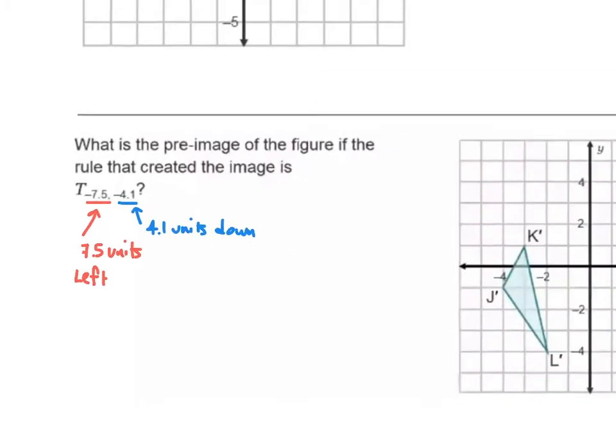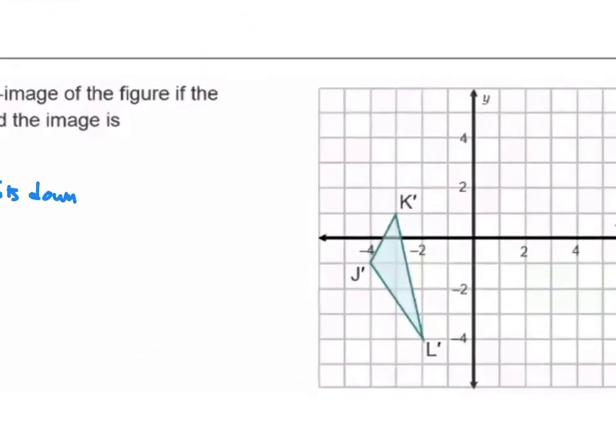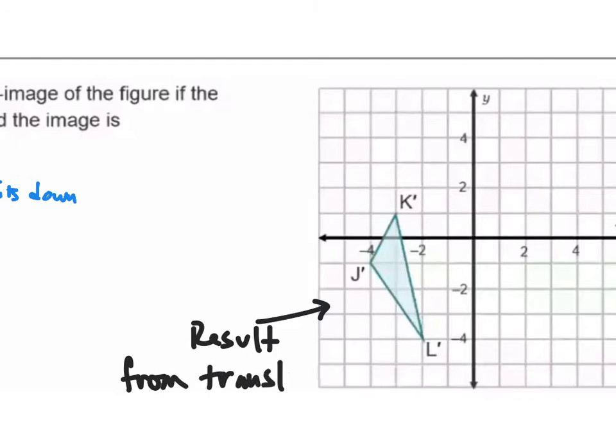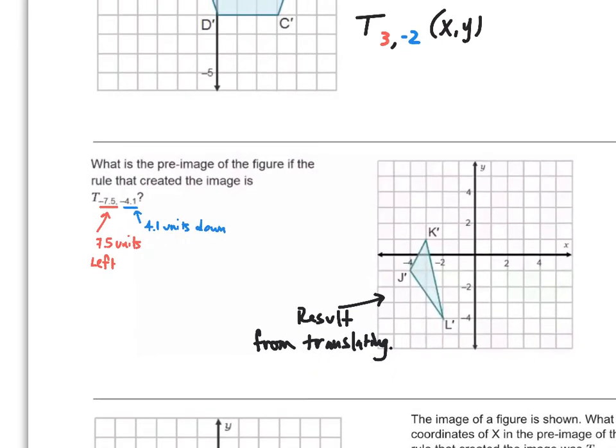Okay, because this here is the result from a transformation, from translating. So it's important that we think about this backwards. What we're looking for is the pre-image of this figure created. We had an original figure that we moved 7.5 units left and then 4.1 units down.